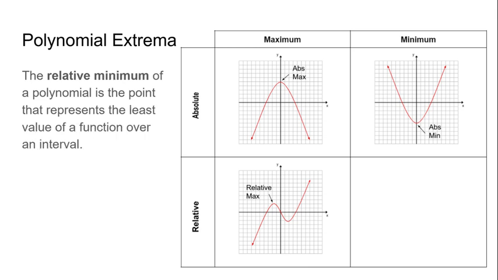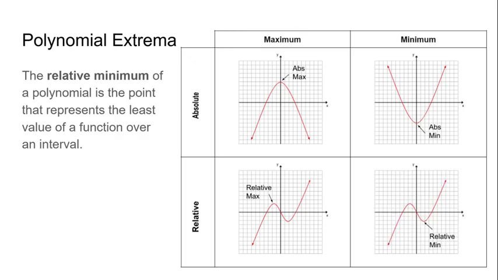And a relative minimum of a polynomial is the point that represents the least value of a function over an interval. So here on the positive values of x, or the positive inputs, we have a lowest value. But if we look at the polynomial overall, the graph overall, it isn't the absolute lowest. It is just a low point for the interval of like 0 to 4, 0 to 5, and so on and so forth.